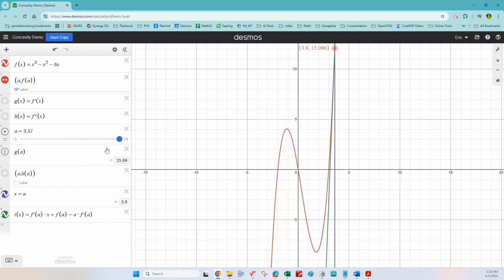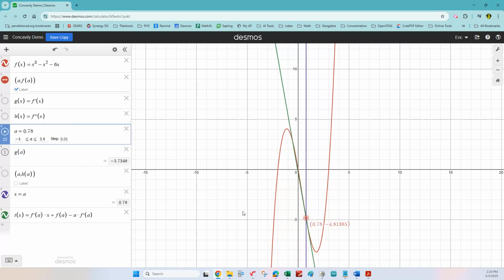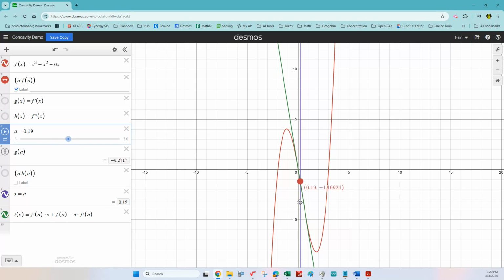So what do we call that thing? See if you remember. What's that special point in the middle? An inflection point, yeah. That's an inflection point. What is an inflection point? An inflection point is a place where the concavity changes, where it transitions from positive to negative or vice versa.